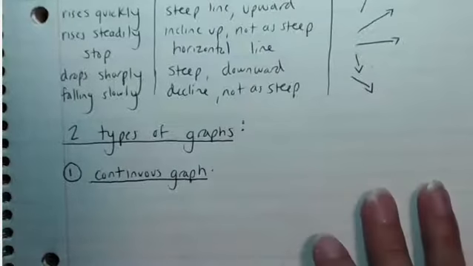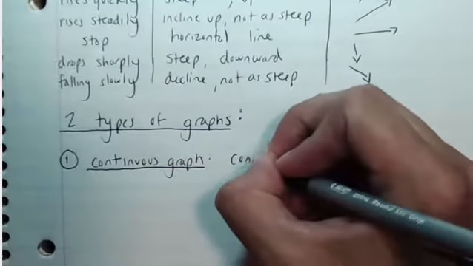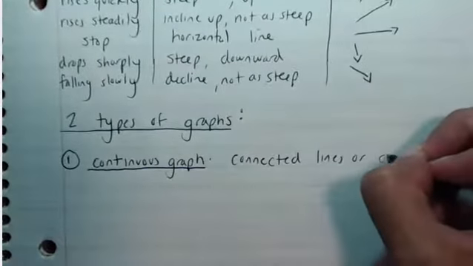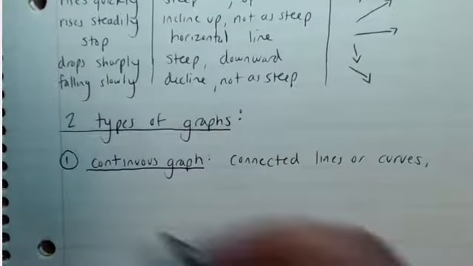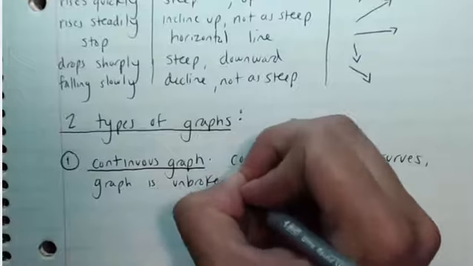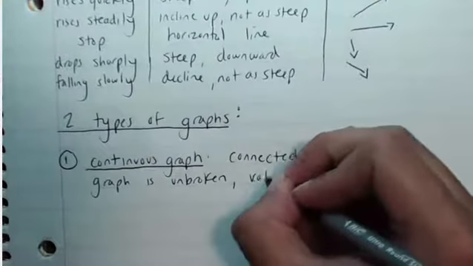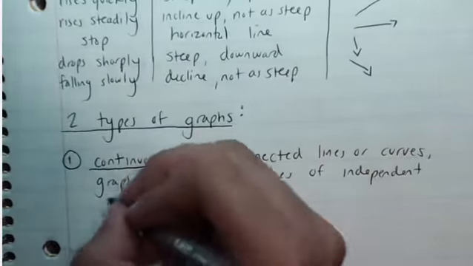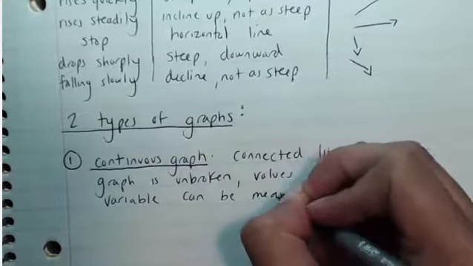With a continuous graph, it sounds exactly like how it is. Continuous means it keeps going and going and going. So, a continuous graph has connected lines or curves. The graph is unbroken. And I want you to put that the values of the independent variable can be measured.